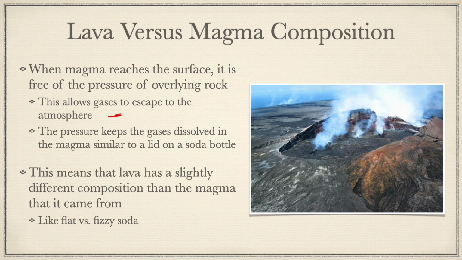So this means that lava has a slightly different composition than the magma that it came from. This is like flat soda versus fizzy soda. It's fizzy because it's got carbon dioxide gas dissolved in it. Okay. Once all that carbon dioxide gas bubbles off, then you've got flat soda with less carbon dioxide gas in it, or no carbon dioxide gas in it. Okay. And that's allowed to be released because you've released the pressure that was holding it in there.